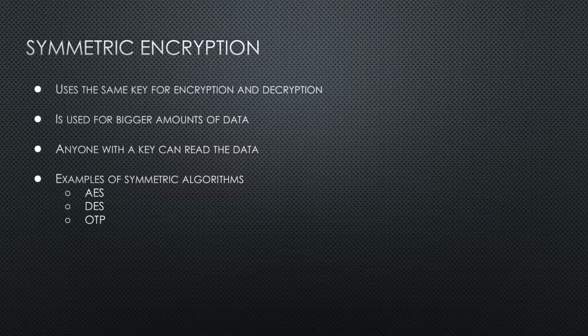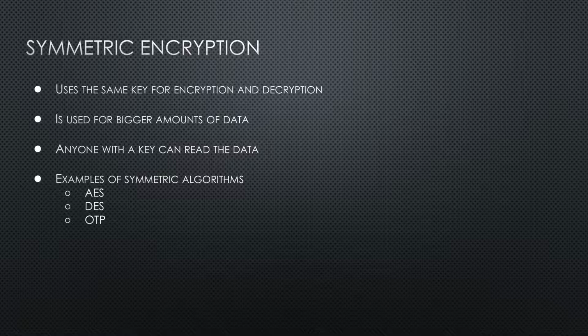Now, symmetric encryption is pretty easy to understand. It uses the same key for encryption and decryption. So you generate one key, then you encrypt the data, and then you send the data, and you somehow have to get the key to the other party. Now, that's more easily said than done.